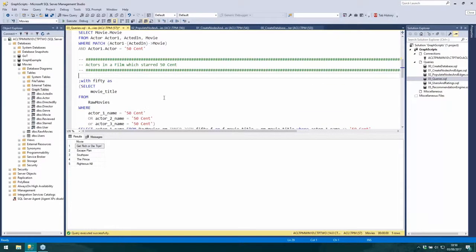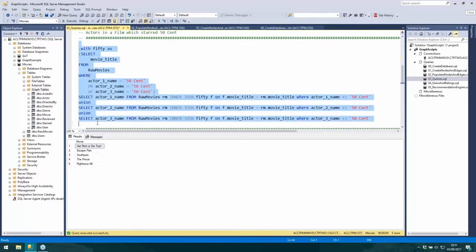Now I want to know, give me all the actors who also starred in one of these films. So starting off with 50 Cent, we're going out a node, and then we're going out a node further. So we're three ways out. And so that will give me everybody who acted in those movies who isn't 50 Cent. I don't want to see him again.